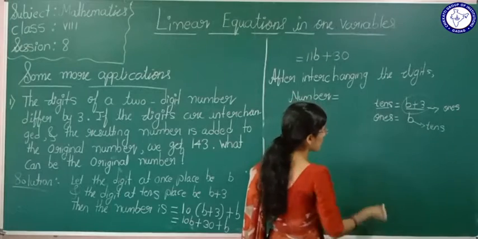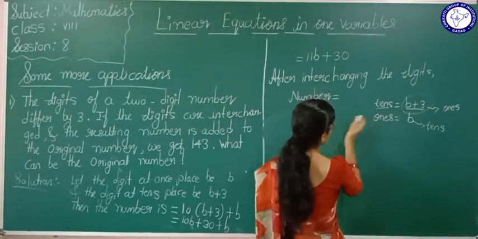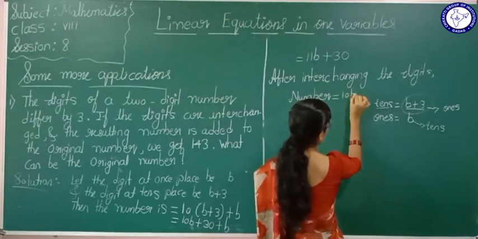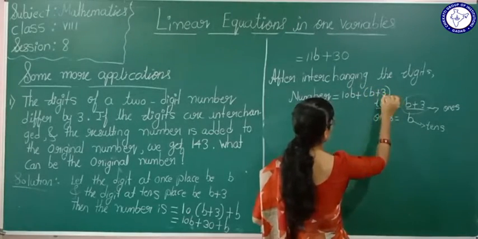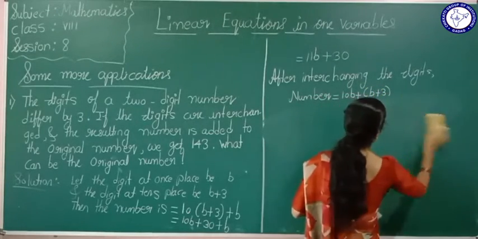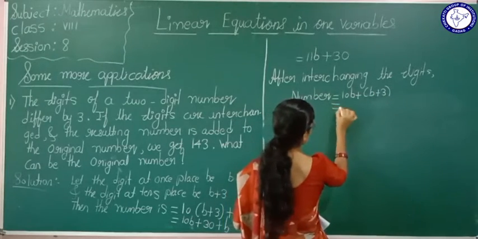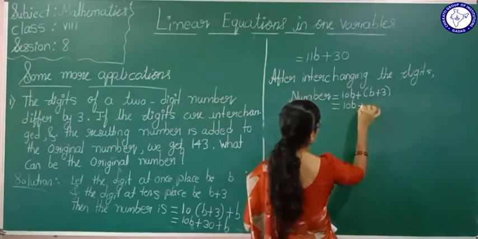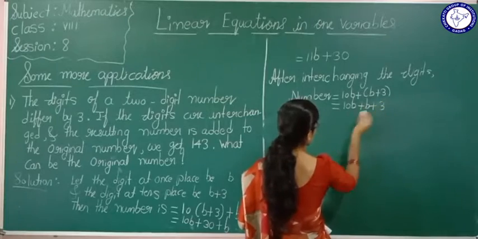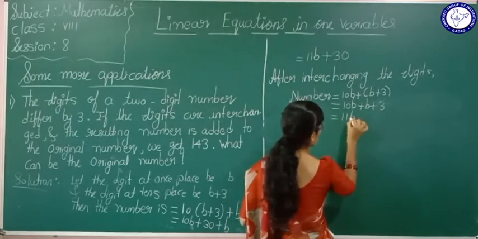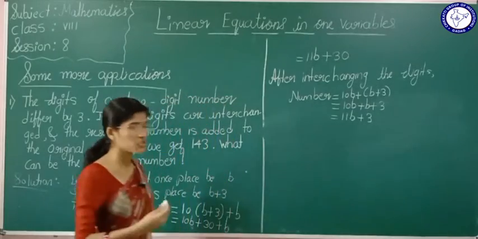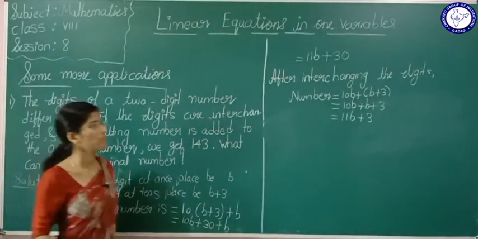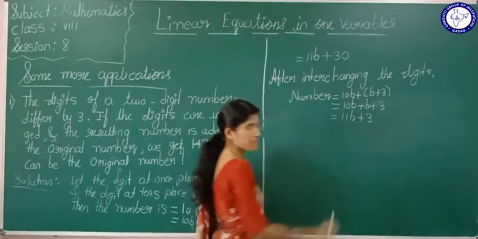What is then that number? That number is 10b plus b plus 3. If we expand, what will we get? 10b plus b plus 3 is 11b plus 3. After interchanging the digits, we are getting this number.